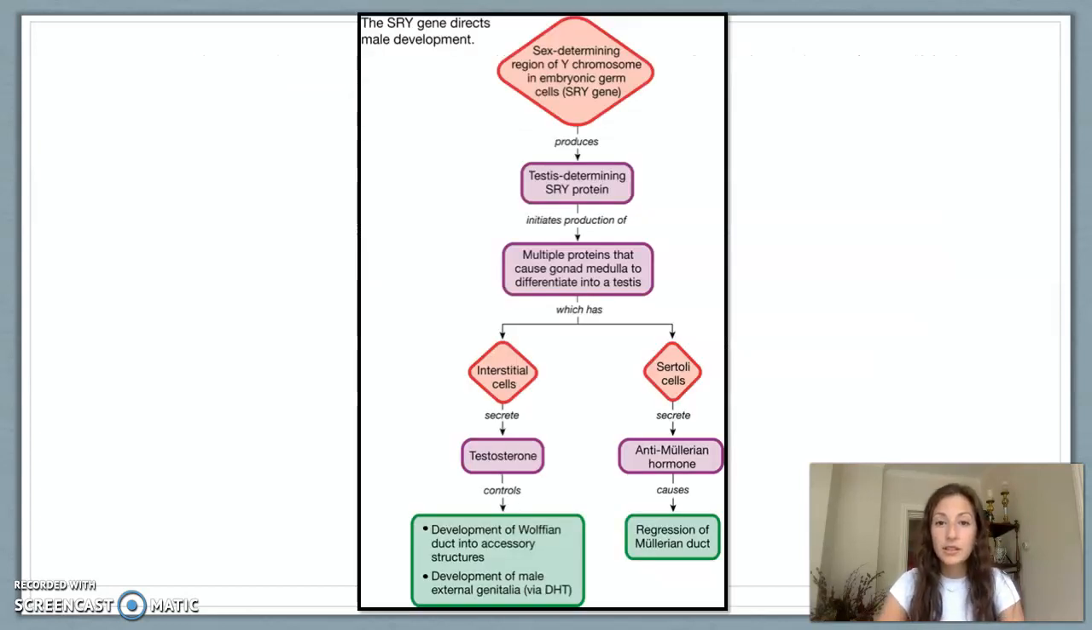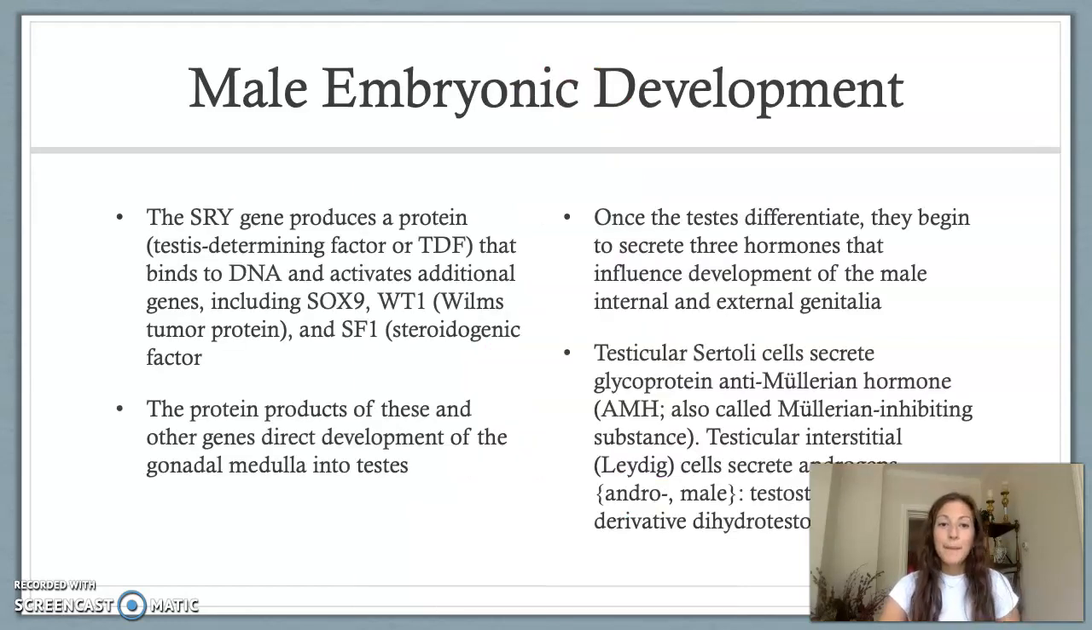As you can see in this figure, this is the sex-determining region of the Y chromosome, the SRY gene, which produces the testes-determining SRY protein and leads to multiple proteins that develop into testes. Male embryonic development: the SRY gene produces a protein, testes-determining factor, or TDF, that binds to DNA and activates additional genes, including SOX9 and WT1.